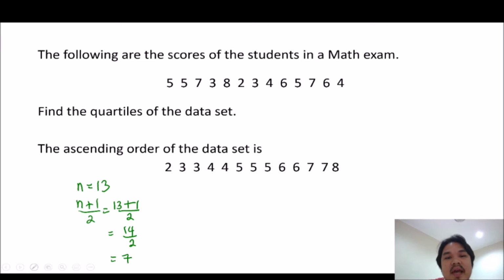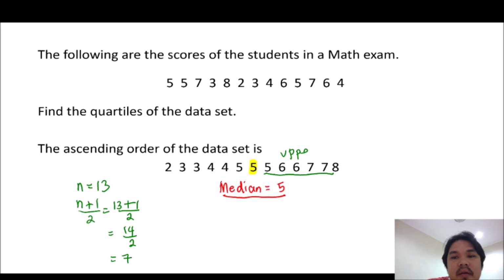So our median is the 7th value in our data set. The 7th value is 5. So our median is 5. To find the upper quartile and the lower quartile, we need to identify first the upper half and the lower half. So this is the upper half, and then this is the lower half.